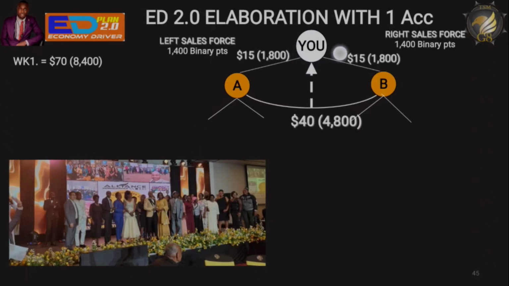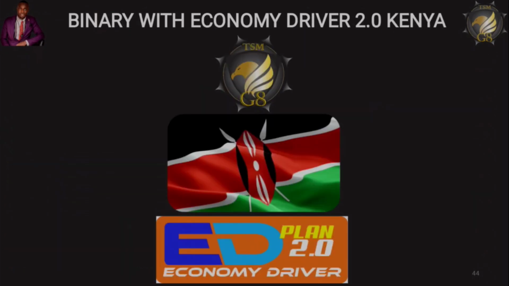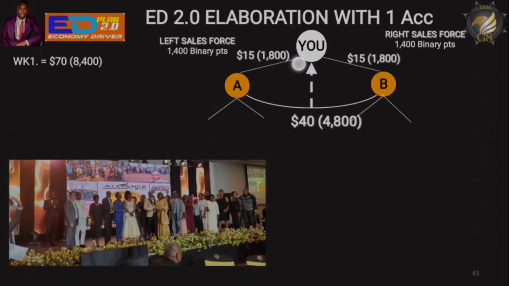You get that in this case, you have already joined, and then you have the left sales force and the right sales force. So in your first week, immediately you have started the campaign. This is you here, and then you have connected your first friend who is called Anita, and you have connected your second friend who is called Bruno. From Anita, you're going to make $15. From Bruno, you're going to make $15 as the connecting bonus, or the direct referral bonus.